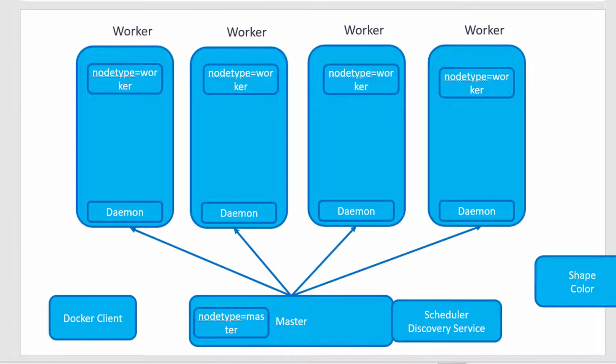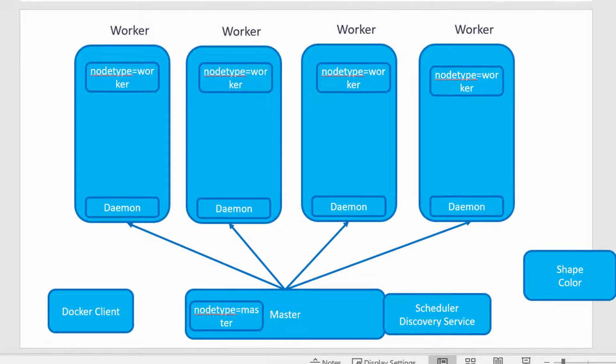Now I am going to create a service with the restriction saying the global service should get created only against the node where the label node type is equal to worker. And as we discussed earlier, for the global service, only one task will get deployed into one node. So let me go ahead and create the service.